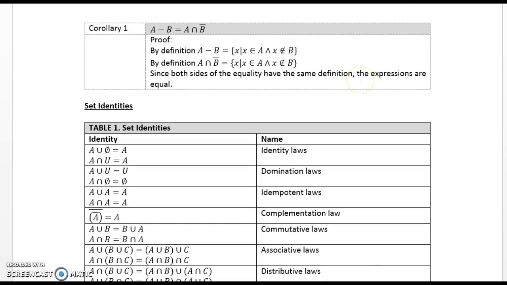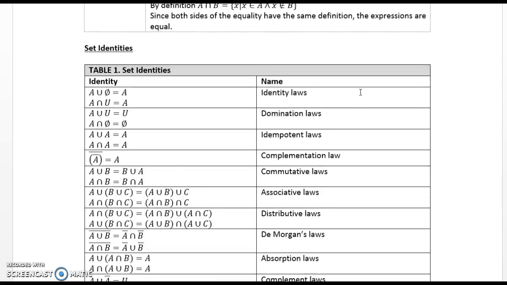Corollary 1. A minus B is A intersect the complement of B. By definition, A minus B is the set of X where X is an element of A and X is not an element of B. By definition, A intersect the complement of B is the set of X where X is an element of A and X is not an element of B. Since both sides of the equality have the same definition, the expressions are equal.